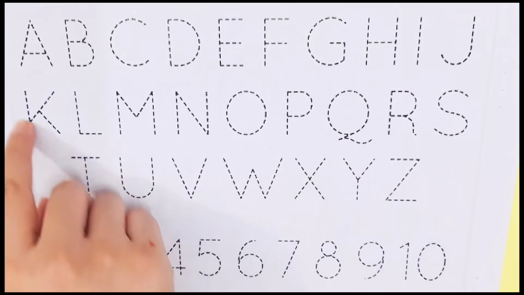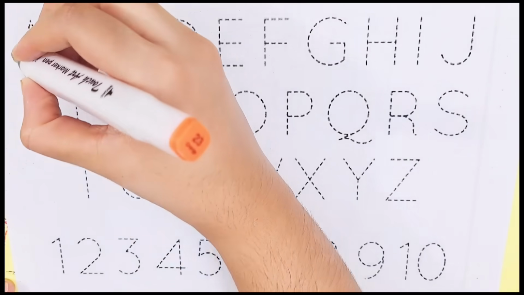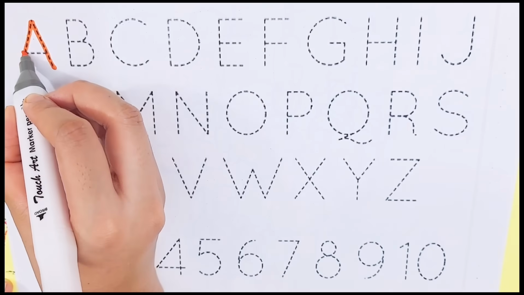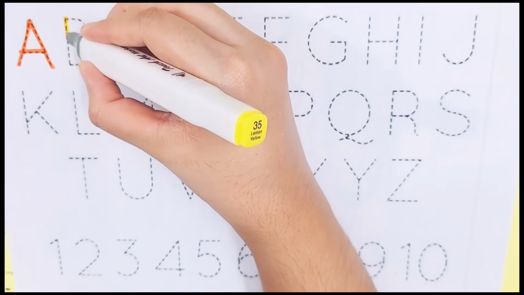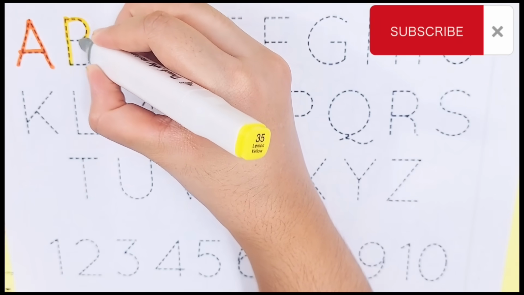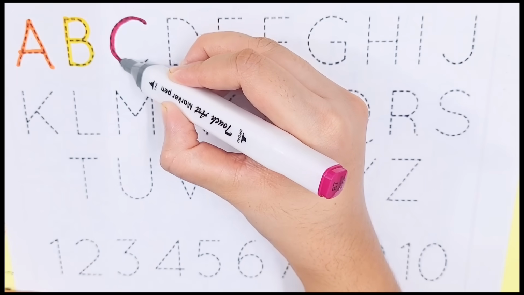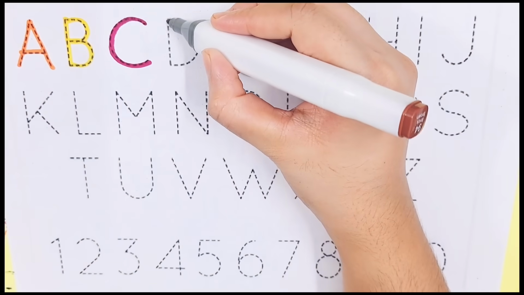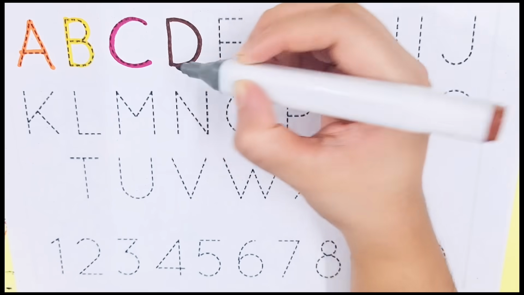Today we'll learn some alphabets and numbers. A for aeroplane. B for blueberry. C for cake. D for doll.